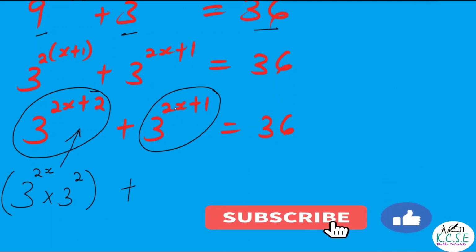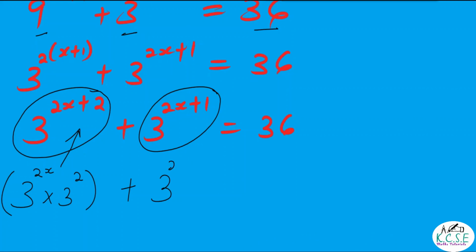And then when you split these, we'll get 3 raised to power 2x multiplied by 3 raised to power 1. So this is the same thing with these. When we work out these, we'll go back to that. So we are splitting it. So this will give 36.